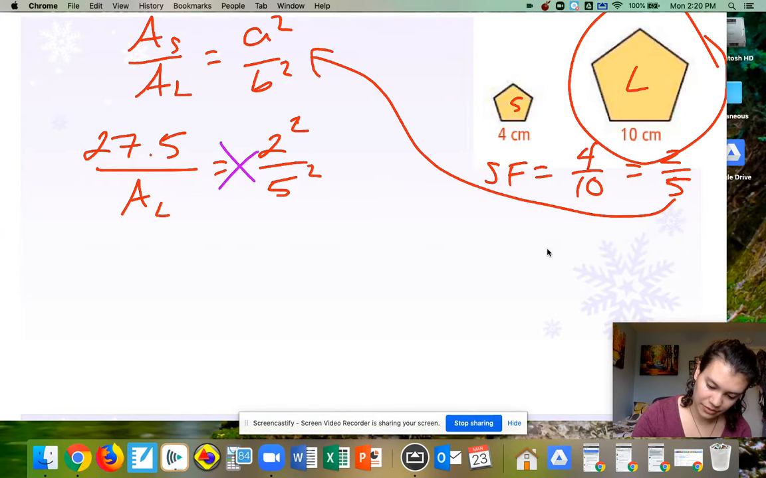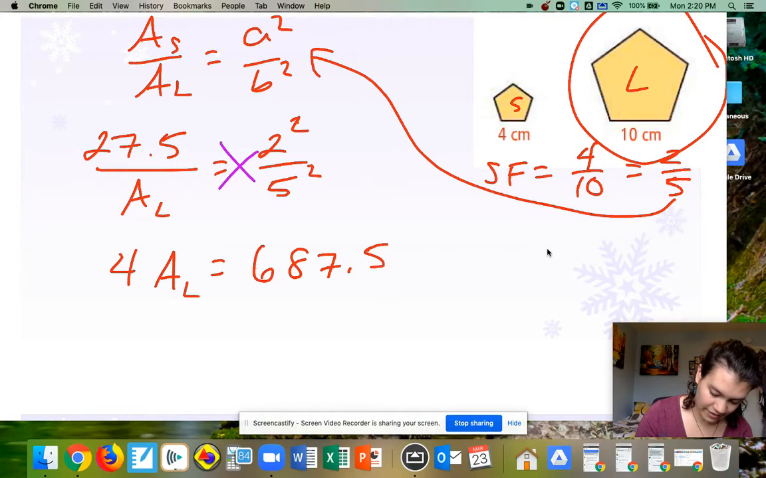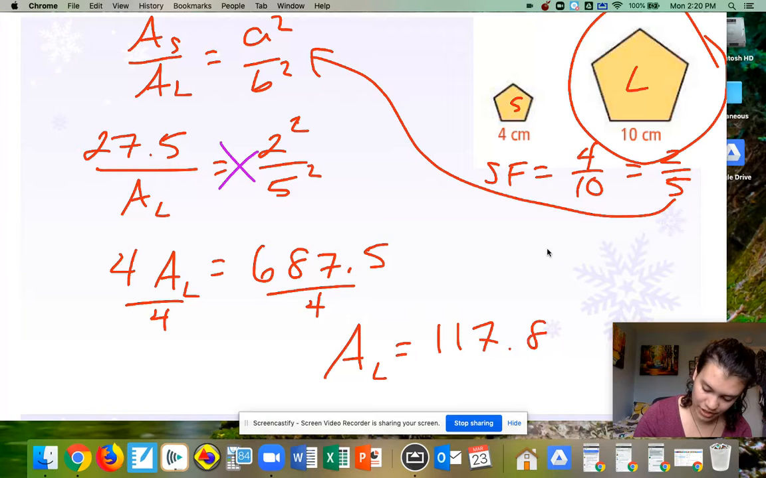like we've done before. And you will end up with 4 times the area of the large shape is going to equal 687.5. Then divide by 4. And the area of your large shape should be about 117.875 centimeters squared.